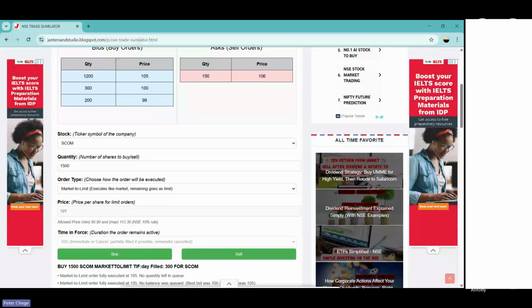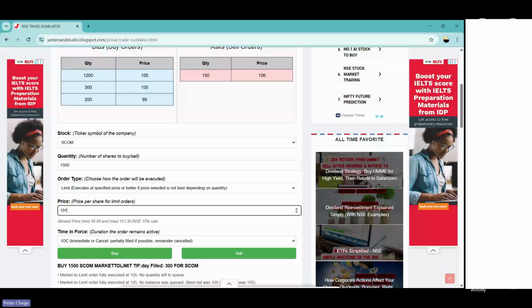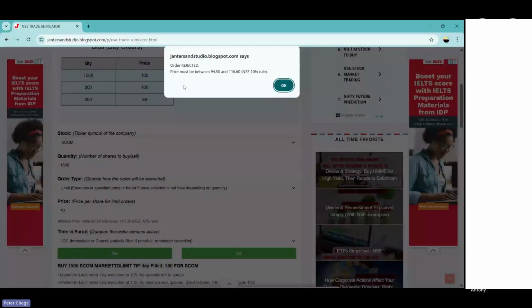Don't even try to struggle. You have heard about the 10% rule. Let's see whether you can do that with it. As I am submitting at 10 shillings, if I try to buy, it will give you that pop-up. Price must be within NSE 10%. So you don't need to call a broker and ask why is my order being rejected. You just cross-check your price.